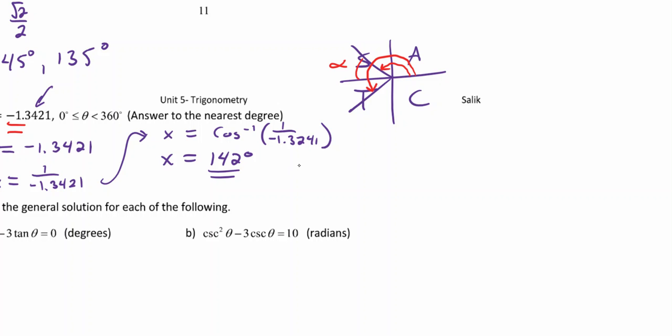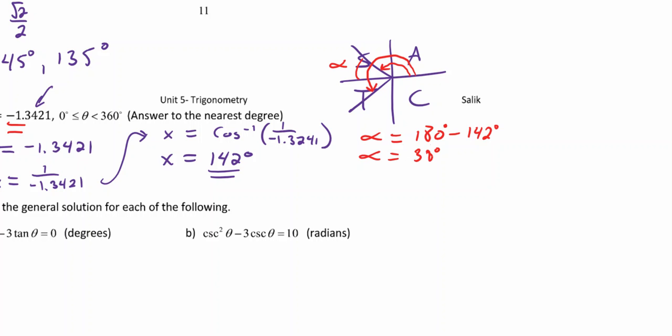Our reference angle, often denoted as alpha, is equal to 180, because 180 degrees would be all the way across, minus our 142 degree angle, so minus 142. So our reference angle would be equal to 38 degrees.